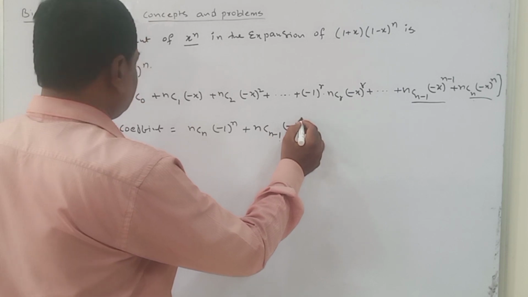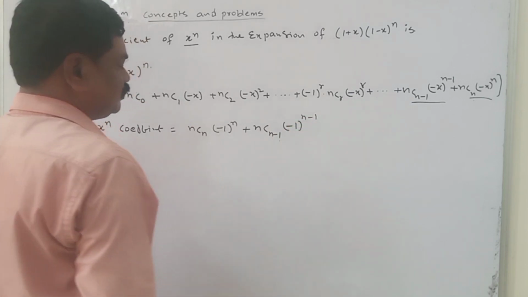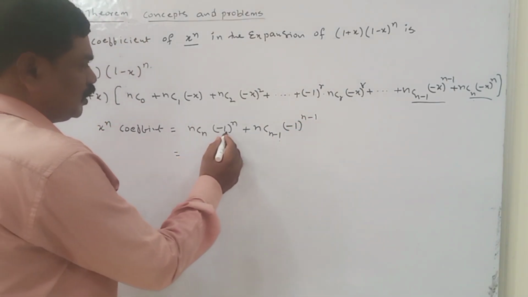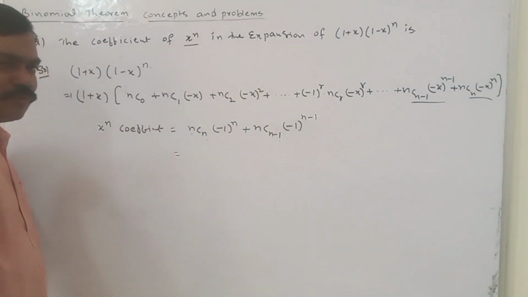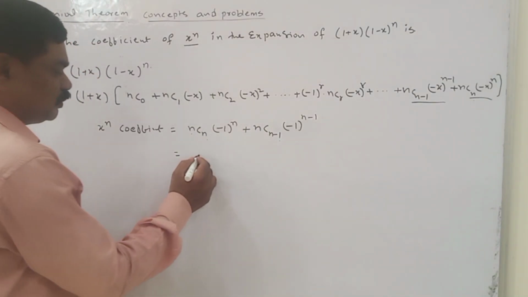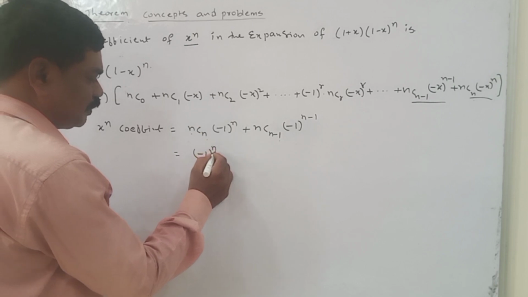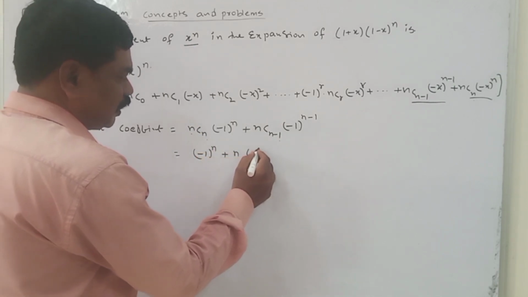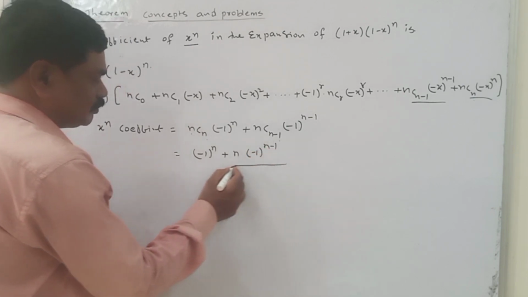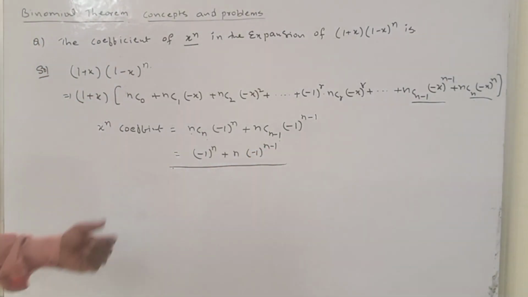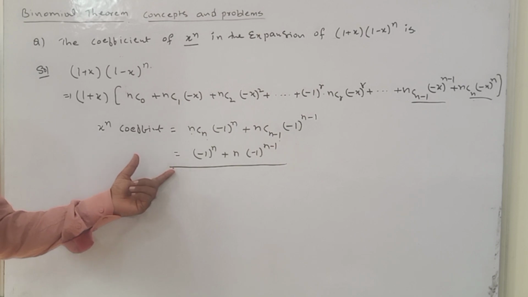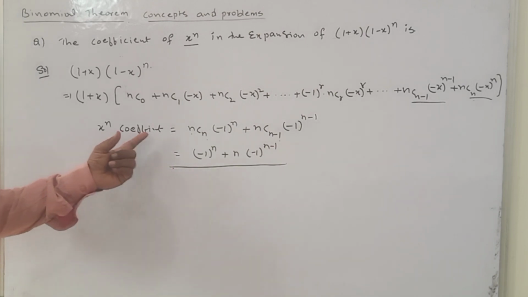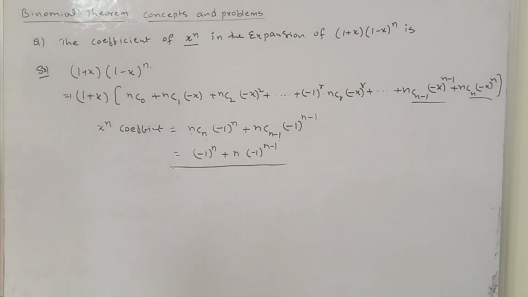minus 1 whole power n minus 1. So here nCn is equal to what? 1. So this is minus 1 whole power n plus nC(n minus 1) into minus 1 whole power n minus 1. This is the coefficient of x power n in the given expansion.